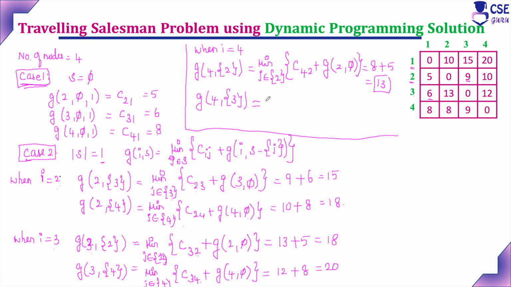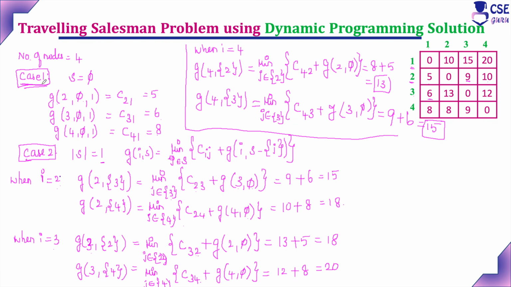Similarly, here we will consider minimum of J belongs to 3. C of 4, 3 plus G of 3, 5. Currently you are visiting 4. After visiting 4, you have to visit 3. After visiting 3, there is no other vertex. That is 5. So C of 4, 3: 4 to 3 cost is 9 plus G of 3, 5 cost is 6. So 9 plus 6, that is 15. So this is case 2.